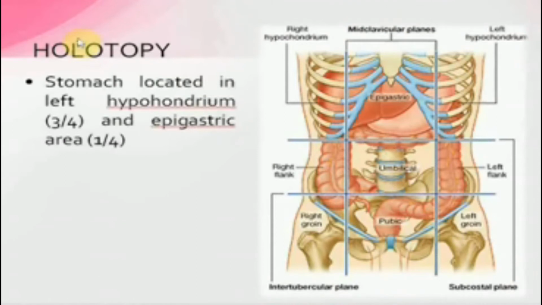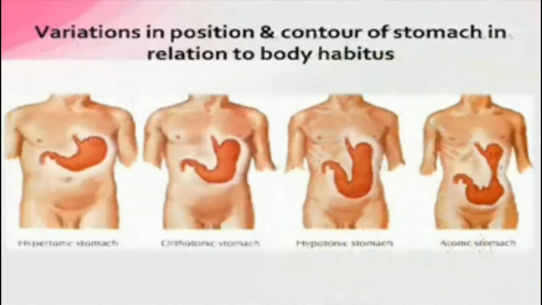Holotopy of the stomach. 3/4 of the stomach is located in the left hypochondrium and 1/4 of the stomach is located in the epigastric area. In this slide you see different variations in position and contour of the stomach depending on the body habitus. You see hypertonic, orthotonic, hypotonic and atonic stomachs.